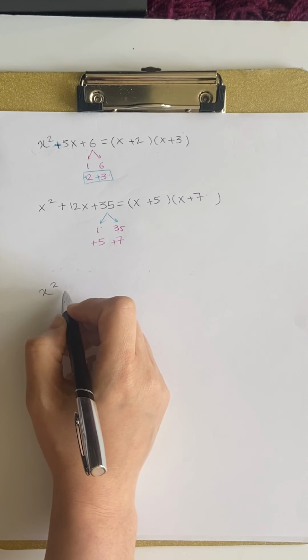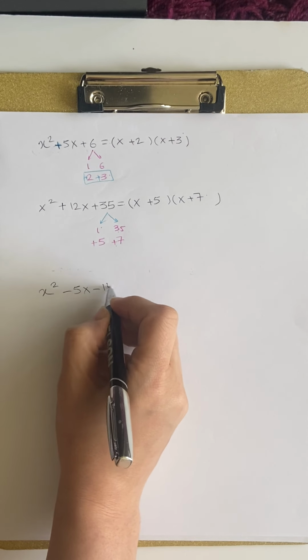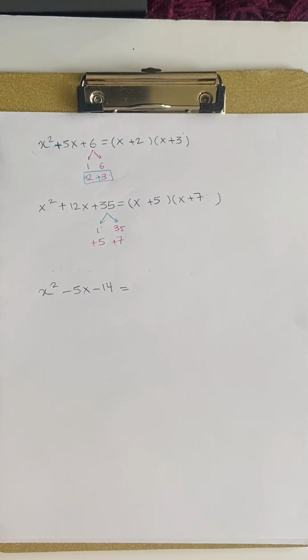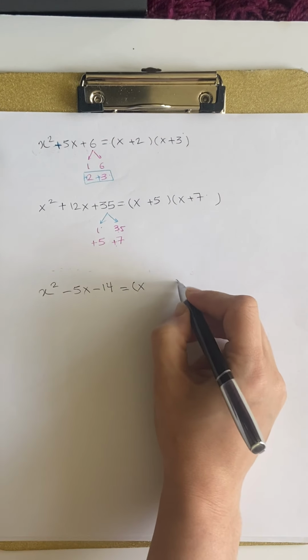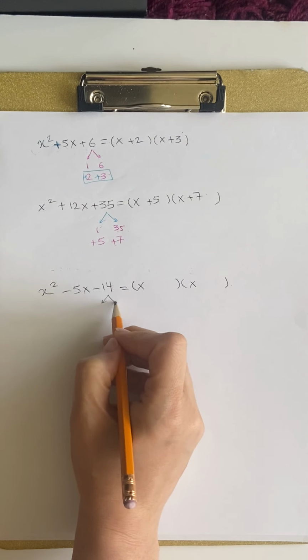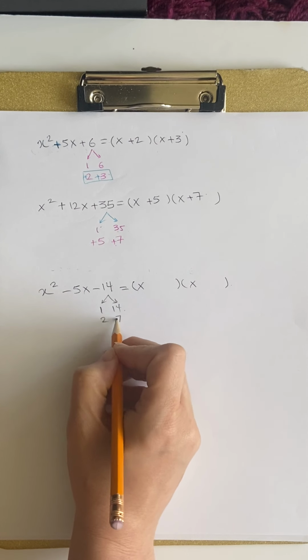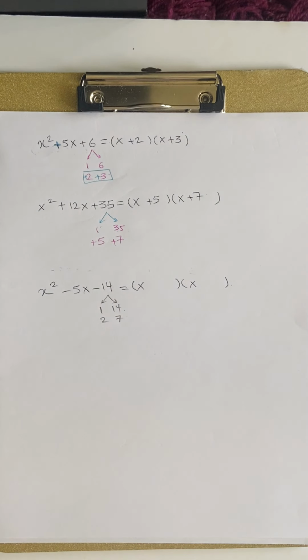x squared minus 5x minus 14. Again, it is a general trinomial, so I open the brackets x and x, and I go ahead and work with 14. 14 is 1 and 14, 2 and 7, and that's about it, right?